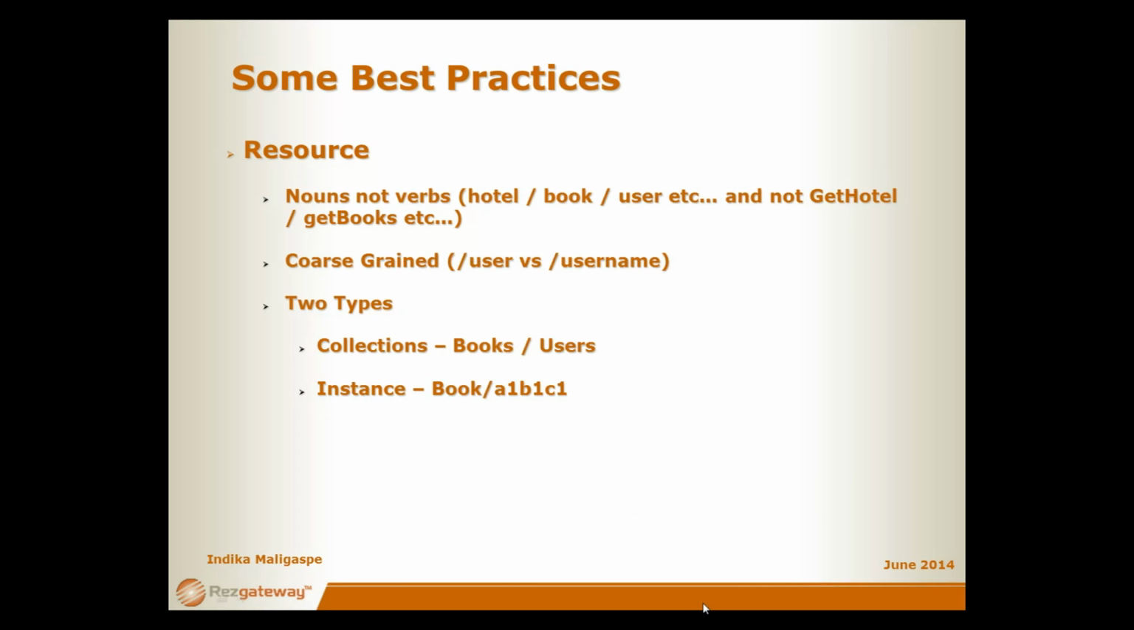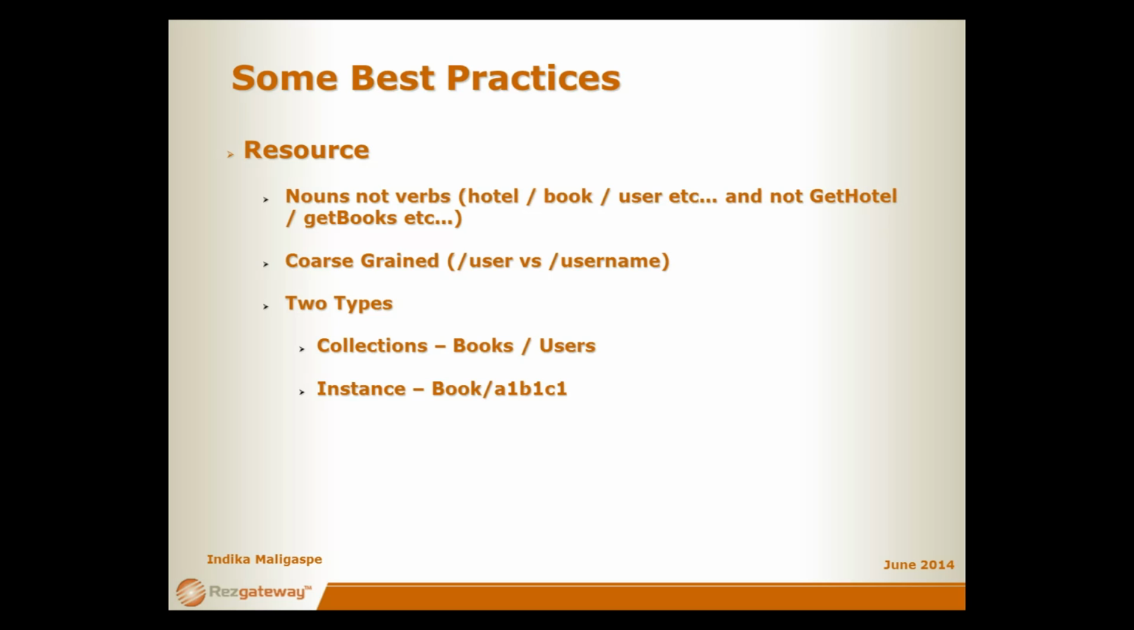So let's get to some of the best practices. First one is resources. How do you work with your resources? First thing that you'll remember is a resource is actually a noun. It's not a verb. So when you're designing your APIs, make sure that your API resources are defined as verbs, sorry, nouns. For example, hotel is a noun, book is a noun, user is a noun. But get hotel, get books are not nouns. Those are verbs. Those are actions to do. So for example, your REST API should not have service method saying get book, set book, get hotel. It should just have hotel.